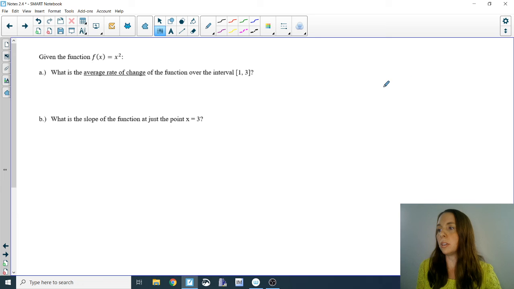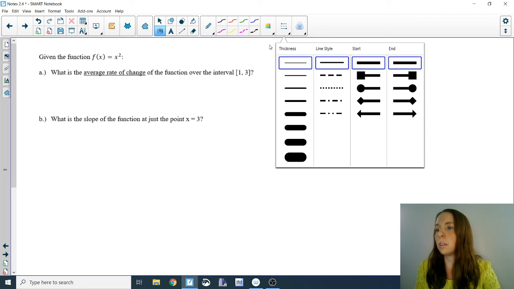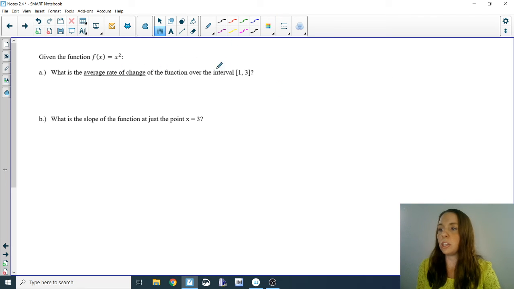Okay, so two parts to this question where we're just looking at the function y equals x squared, or f of x equals x squared. The first part is, what is the average rate of change of the function over the interval 1 to 3? You're going to see a lot of those questions in the practice because I want you to remember the average rate means you're doing a slope between 2 points, or in other words, the slope of a secant line.